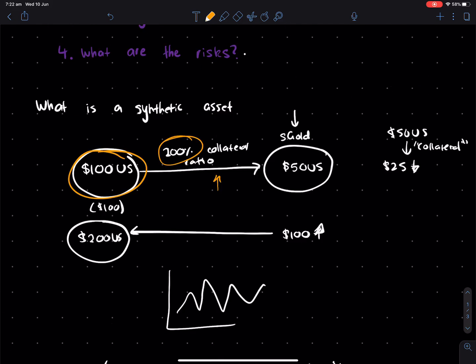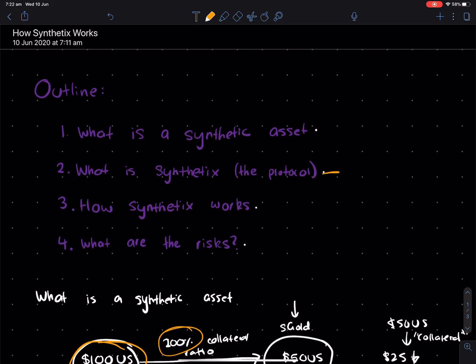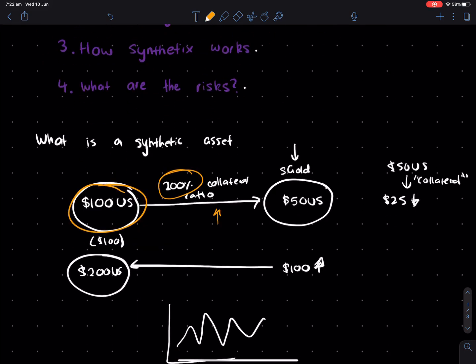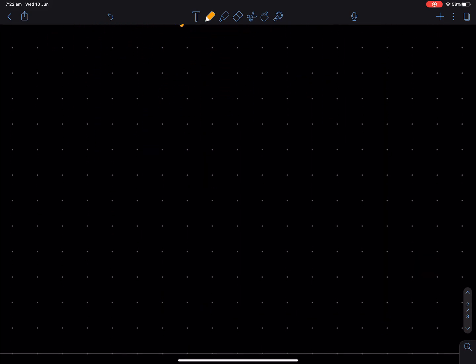So now that we've kind of covered what is Synthetix and also what is a Synthetix asset, we can now jump into how Synthetix actually works. Okay.